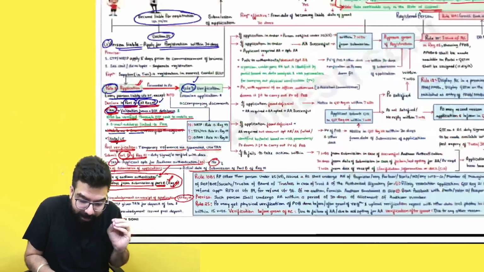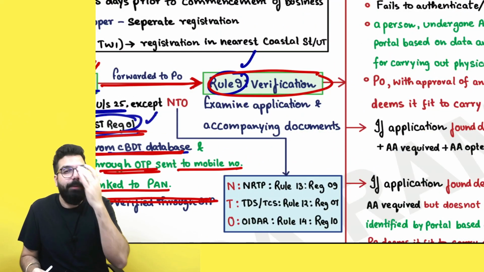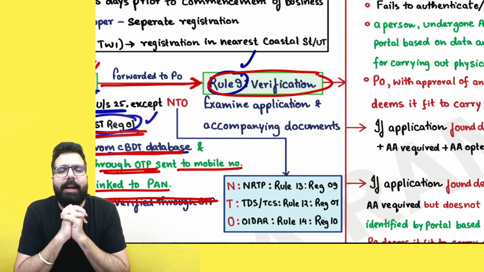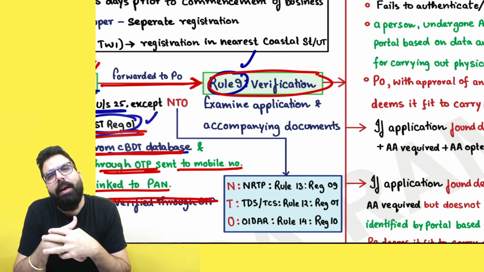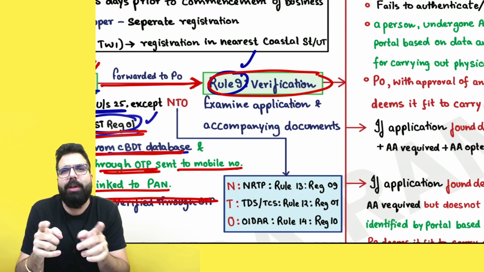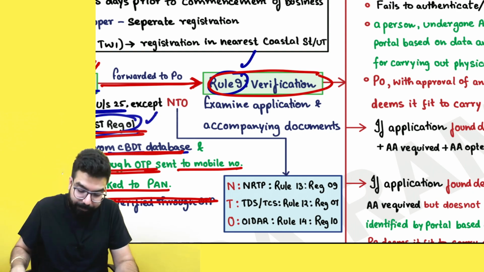Now, once your application is submitted, they are telling verification will happen. Officer will start doing the verification. Now, I hope you guys remember that when the officer is doing the verification, the officer will take just 7 days, and if everything is fine, he will give you the registration certificate. Do you guys recall? Quickly give me a heads up. Yes, sir, we recall. Okay.